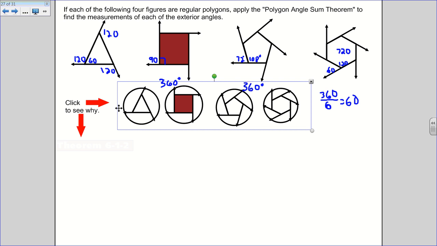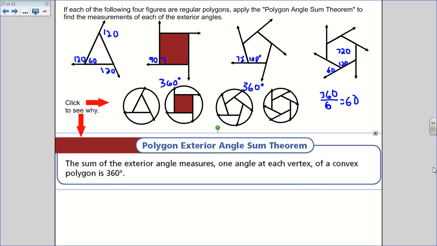And this is kind of a picture-wise of why all of them have to be 360, because you can put a circle around it, and we know circles have 360 degrees. And this is what the words are for the polygon exterior angle sum theorem, is basically what we just said. Forget about the names and just write down a sentence. The sum of the exterior angles for any polygon, as long as it's convex, is 360.